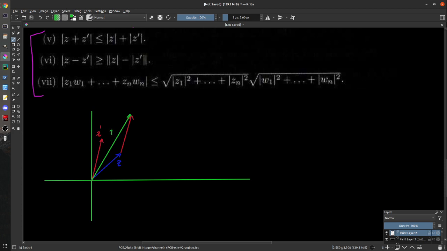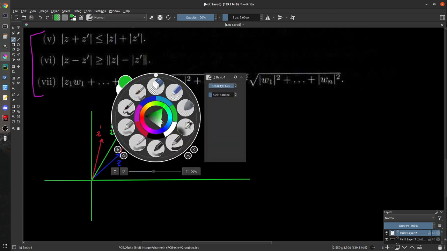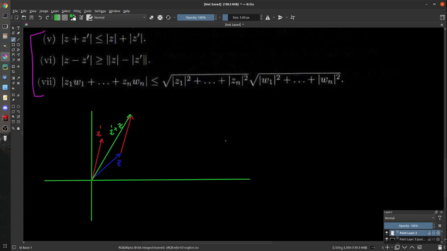So this would be Z prime plus Z, or Z plus Z prime, whatever you prefer. This green one right here, I should maybe have used a different color than green. It doesn't matter. Anyways, what 5 is saying is that the magnitude of Z plus Z prime is less than or equal to the sum of the lengths of Z prime and Z.